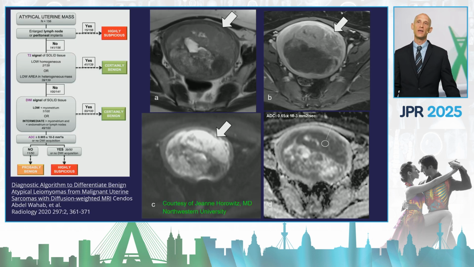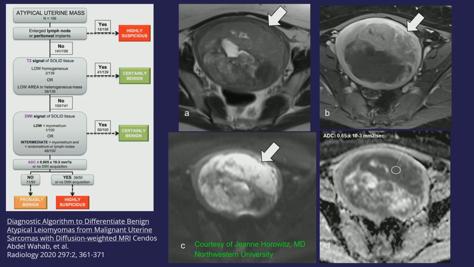Okay, and then the final thing is to be aware of a recently discussed algorithm that has been developed and widely published. This is how you handle a typical uterine mass that is not typical by imaging. Typical would be T2 dark and well-defined. Atypical would be the opposite of that. So in this case, we have an atypical mass because it's heterogeneous. How do we handle these?